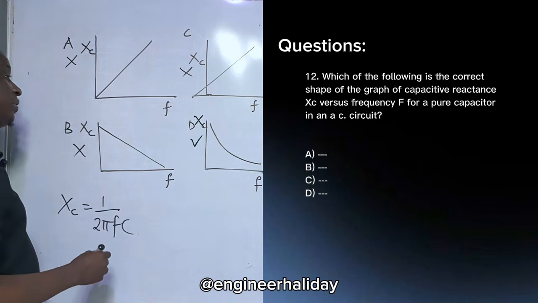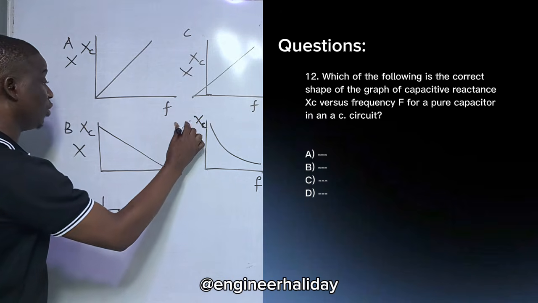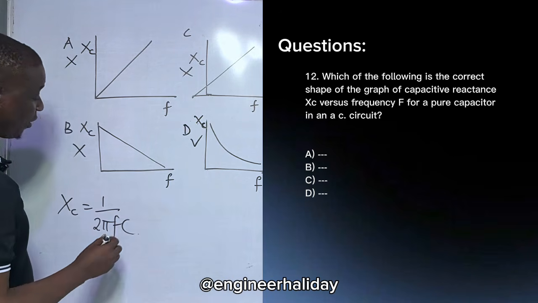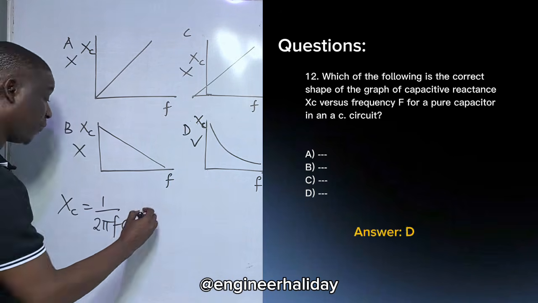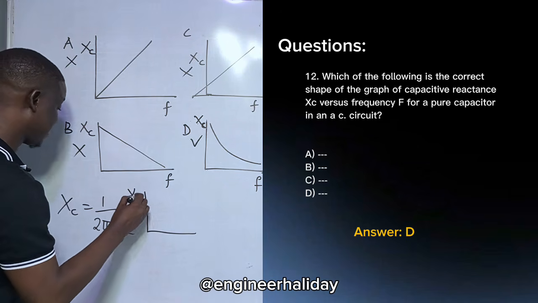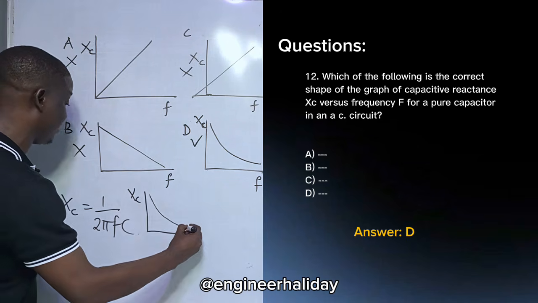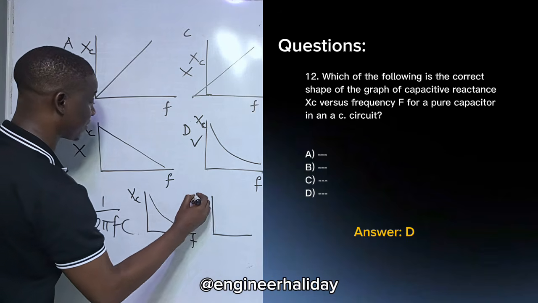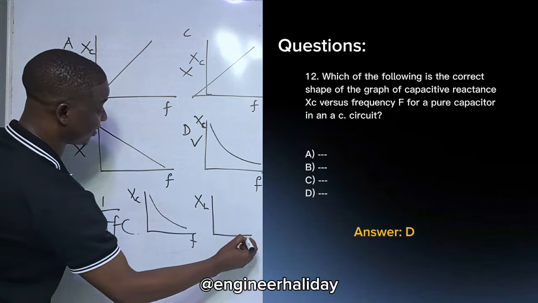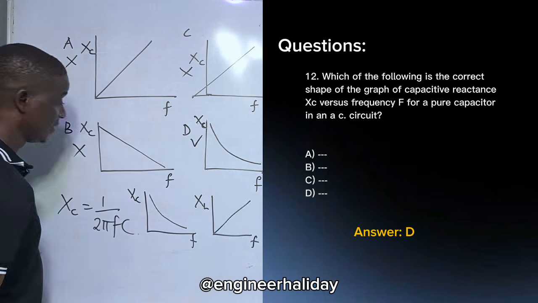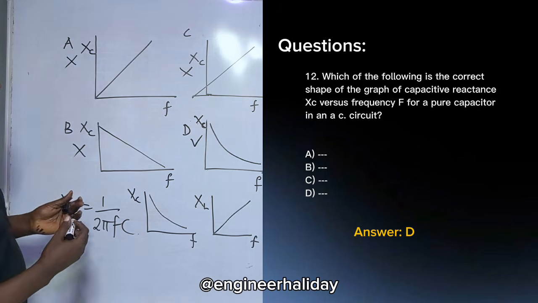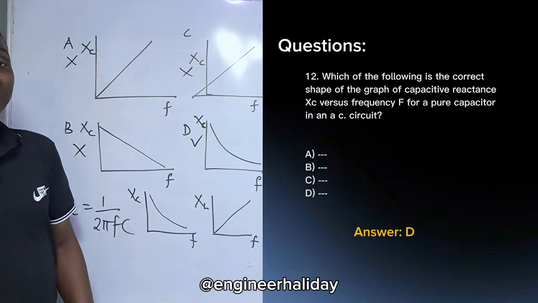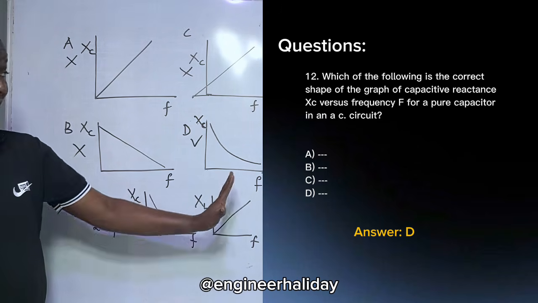This is XC against frequency. D is correct because of the relationship between them. Don't forget, your graph of XC against frequency is like this, and XL, inductive reactance, against frequency is like this. So don't forget the two graphs. You understand? That is very important for you to know. So that is just that.